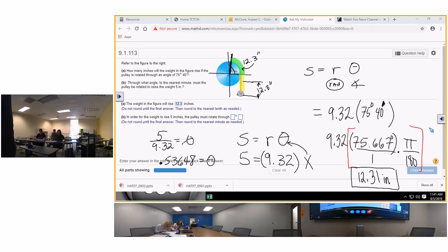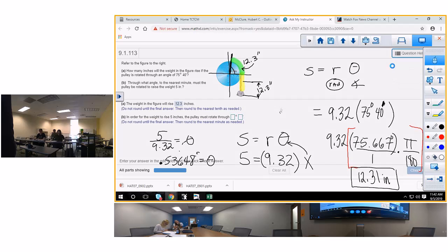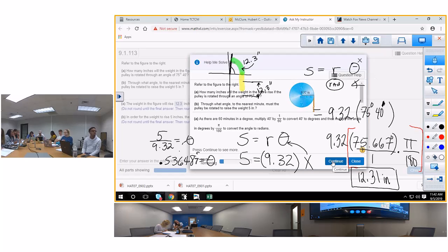Okay, now, this is probably in degrees, and they want radians. That's probably in degrees, so we need to multiply by what? Pi over 180? I don't know if they want it. It says, do not round your final answer. Let's see if they want it in. Help me solve this. I believe they want it in radians, but I'm going to check to make sure. They want it in degrees and minutes. Oh, they do? Yes. Okay.